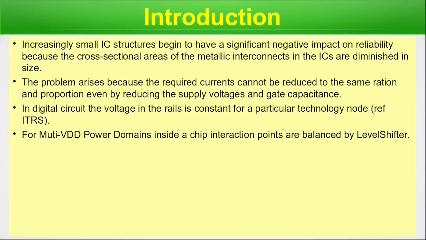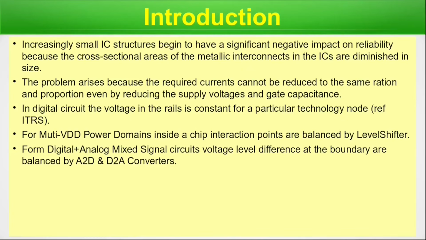And in the present scenario, how do we deal with such a situation where we need a separate kind of VDD pair? We use a level shifter. In digital plus analog mixed signal circuits, voltage level differences at the boundary are balanced by the A to D and D to A converters.